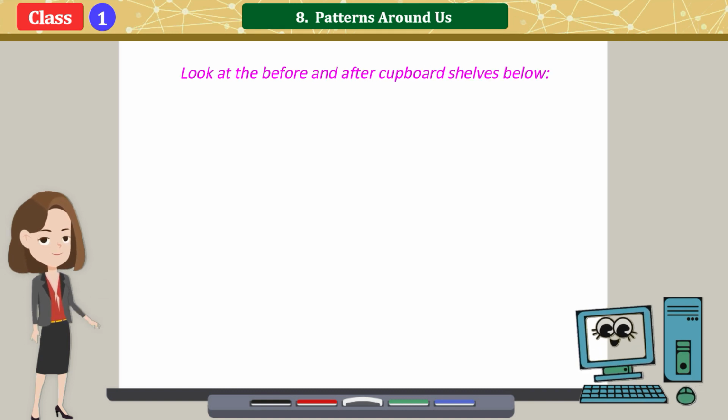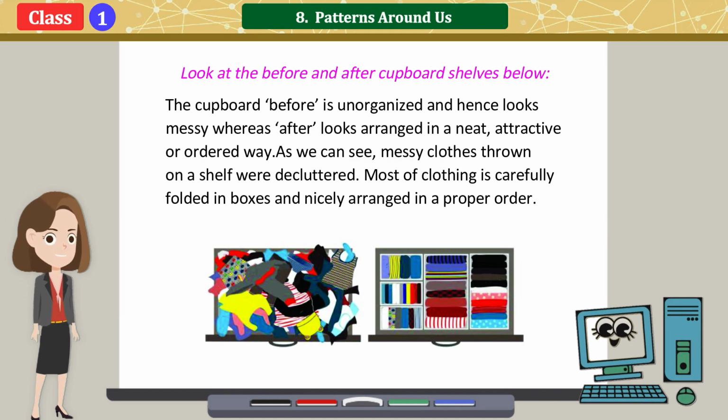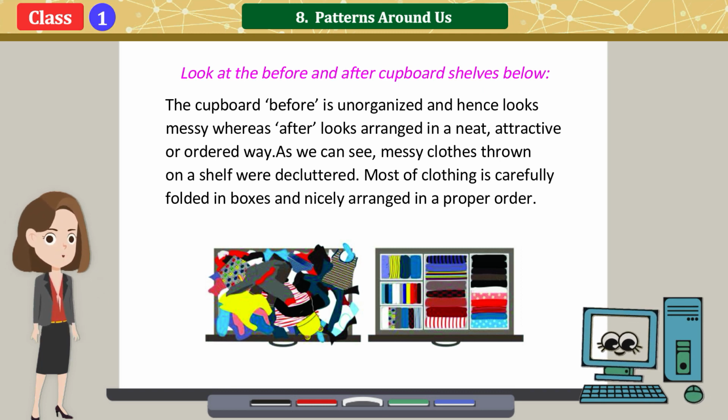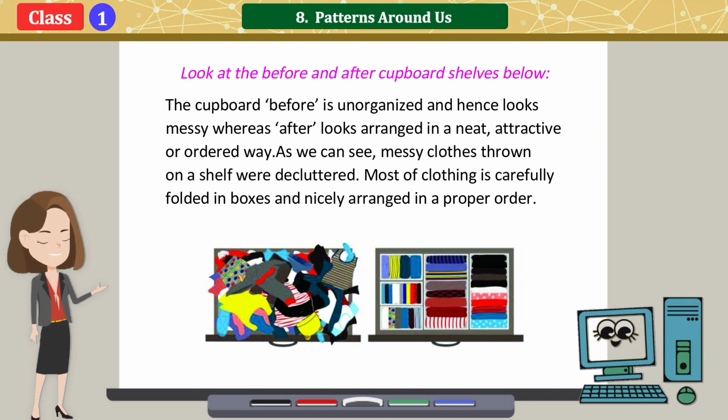Look at the before and after cupboard shelves below. The cupboard before is unorganized and hence looks messy, whereas after looks arranged in a neat, attractive or ordered way. As we can see, messy clothes thrown on a shelf were decluttered. Most of the clothing is carefully folded in boxes and nicely arranged in a proper order.